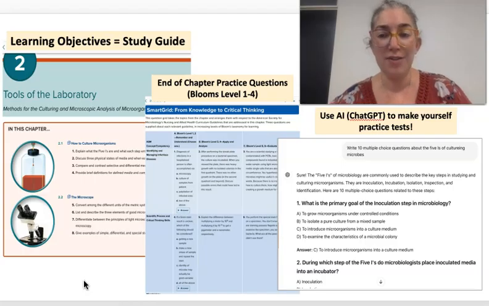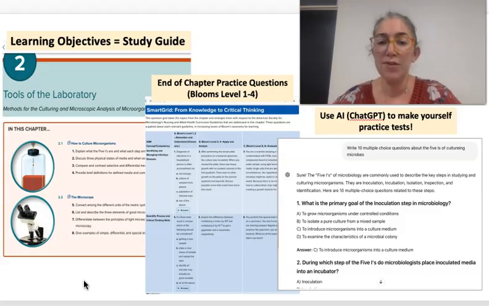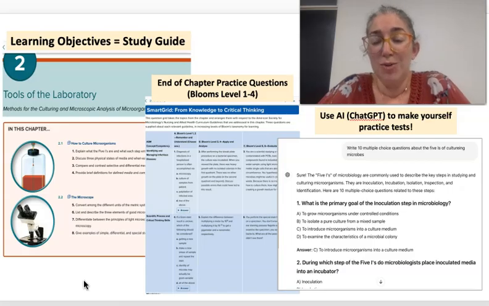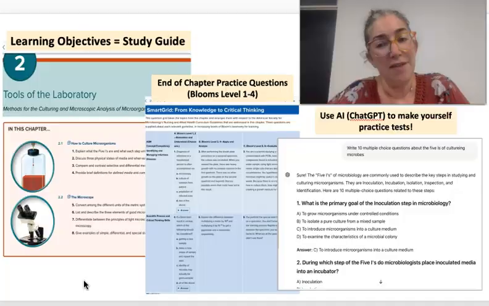So not just do you know the definition of something, but can you apply and analyze information regarding the stuff in these chapters, okay? So how do you do more practice problems? Because the ones in the back of the chapter, there's not a lot of them.